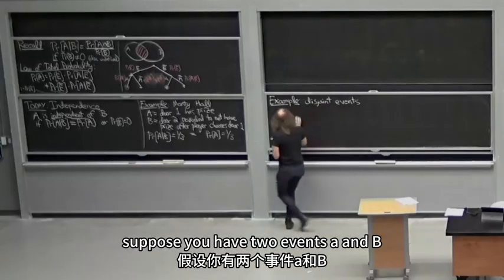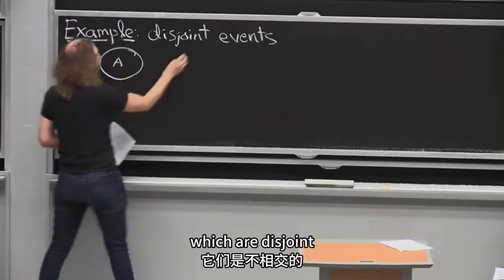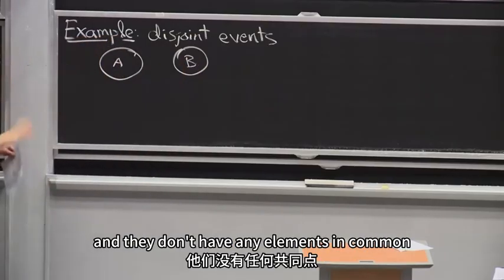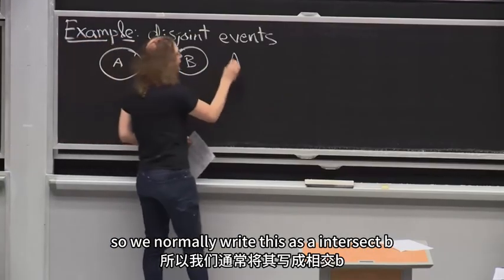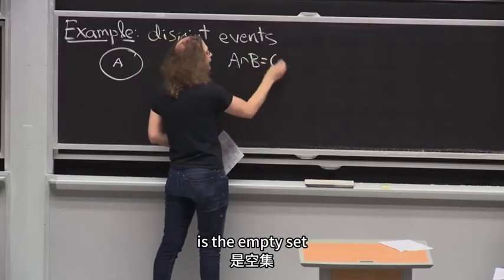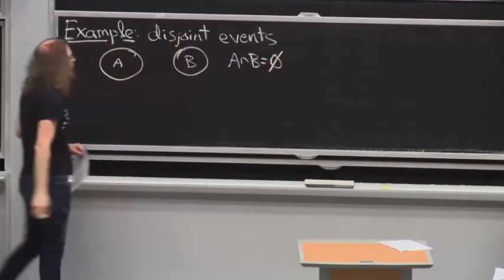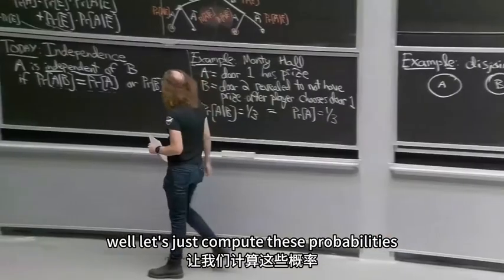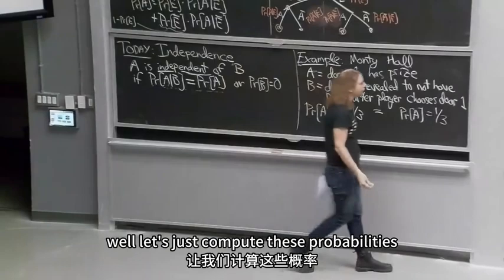Suppose you have two events, A and B, which are disjoint. So they're two subsets of the sample space, and they don't have any elements in common. So we normally write this as A intersect B is the empty set. Then are they independent? Well, let's just compute these probabilities.